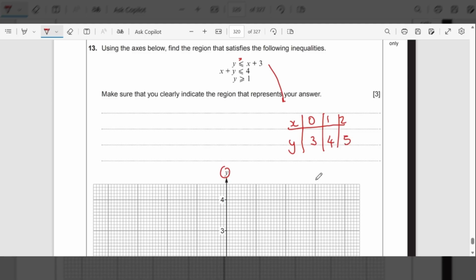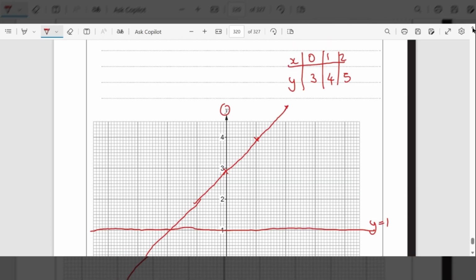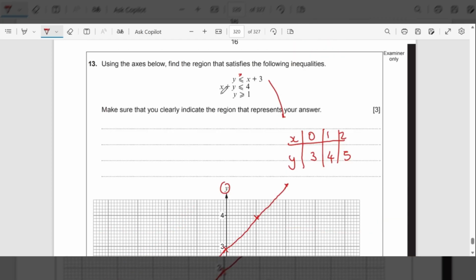And I can draw that on here. 0, 3, 1, 4, and unfortunately 2 actually goes up to 5, which is slightly off there, but you've got enough information to get that line drawn, and you can keep that going with a nice ruler like that, okay? The other one is also not a line I can draw straight away, and again I'm going to need a little table.